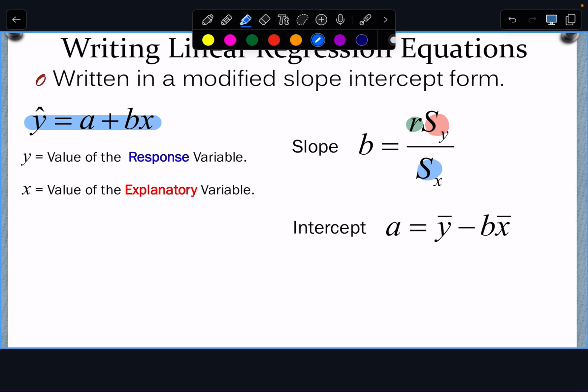Okay, so I need to either calculate or be given those values. And when I'm given those or I find those from the calculator, I plug them in according to the formula here. So correlation times the standard deviation of y divided by the standard deviation of x. So that's the first formula.